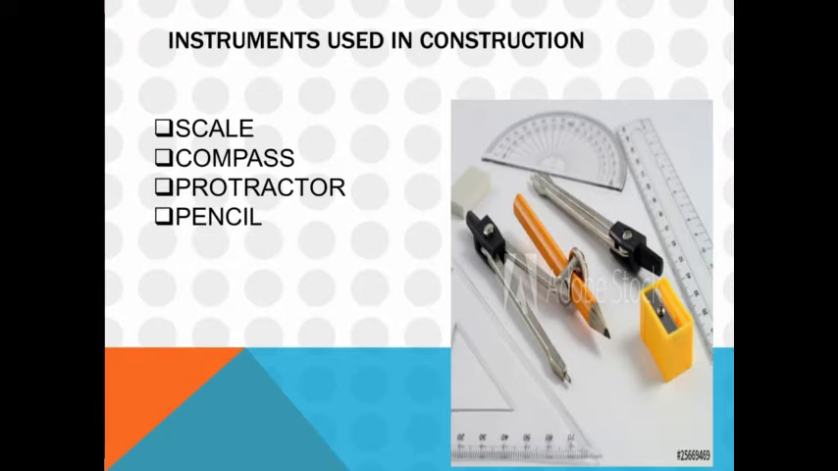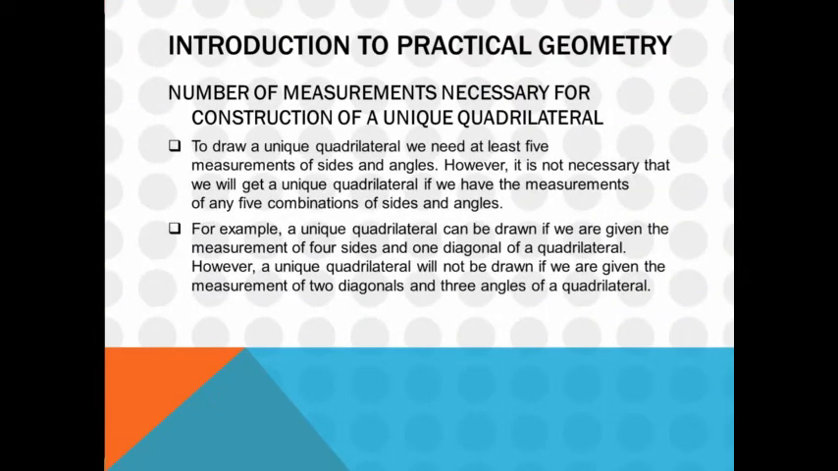Pencil: we do any construction with a pencil so that it is clear, and if something is wrong, it can be erased with an eraser. And sharpener: it's very important to do the construction neatly, and for that our pencil should be sharpened. We should have a proper scale in which all the readings are visible. Same for the protractor also.